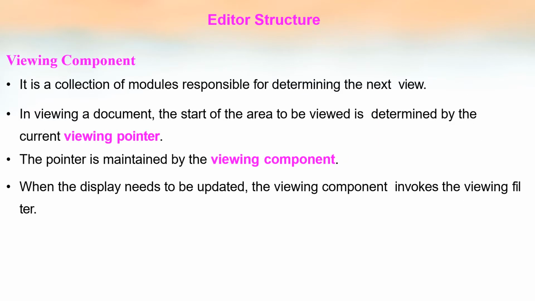Viewing component. In a text document, at a time we can view only some part of the document which is shown in the monitor. So this viewing component is a collection of modules responsible for determining the next view. In viewing a document, the start of the area to be viewed is determined by the current viewing pointer. This pointer is maintained by the viewing component.